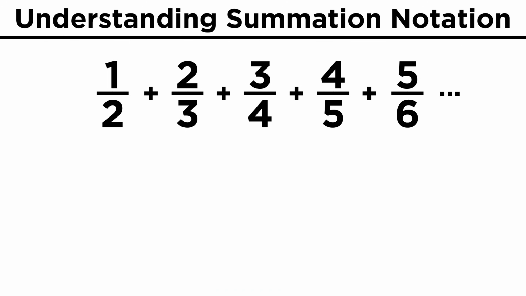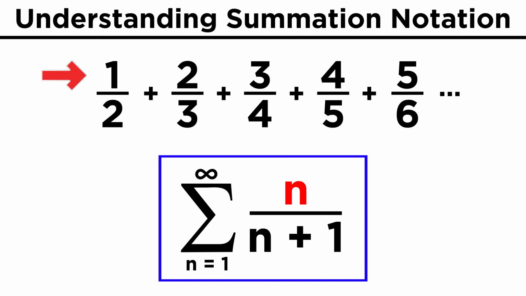How about this one? 1 half, 2 thirds, 3 fourths, 4 fifths, and so on. Well, the top number in the fraction is equal to n, but the denominator is always 1 more than that, or n plus 1. So it's n over n plus 1.